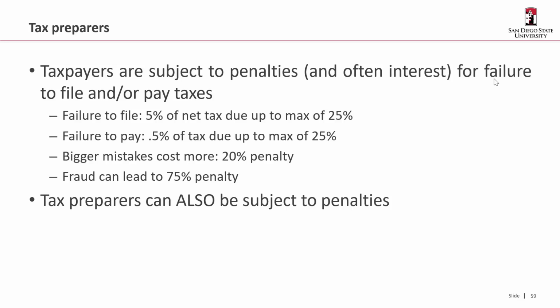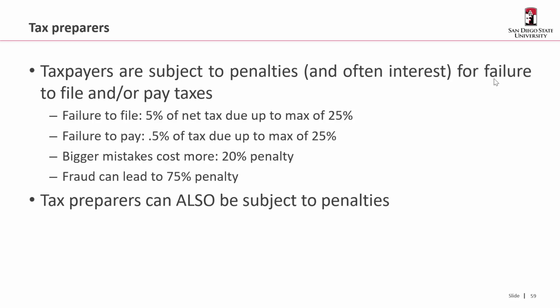Okay, so taxpayers are subject to penalties and sometimes interest for failure to file and or failure to pay taxes. So the failure to file is 5% of the net tax due, up to a maximum of 25% of the net tax due. Failure to pay is 0.5% of the net tax due, up to a maximum of 25%. And those two are actually considered jointly. So really, if you fail to pay and you failed to file, the 5% is going to subsume the 0.5%. A bigger mistake costs more. So if you have a large error, that's a 20% penalty, and fraud is a 75% penalty.